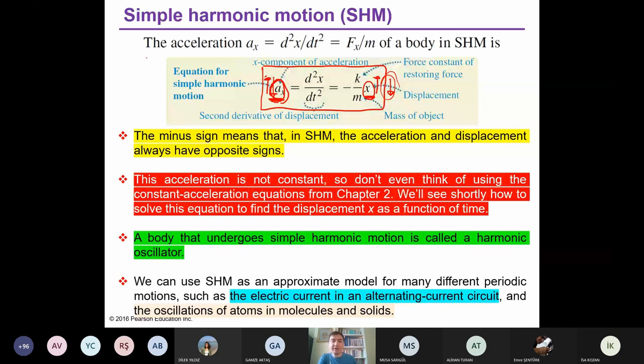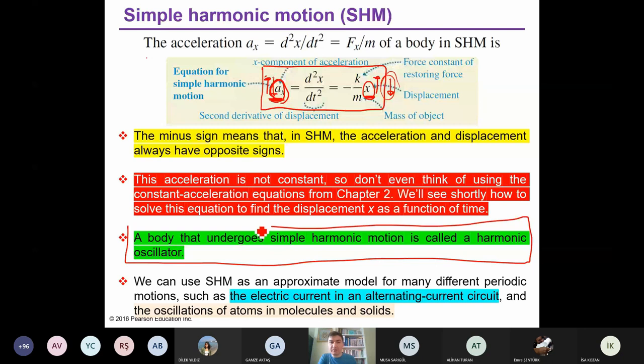Here I also would like to give you another definition, for the harmonic oscillator. If a body undergoes simple harmonic motion, it is called a harmonic oscillator. So it oscillates. What is the meaning of oscillation? It repeats its motion with some certain amplitude, period, and frequency. So if a body has simple harmonic motion, then it is called a harmonic oscillator.